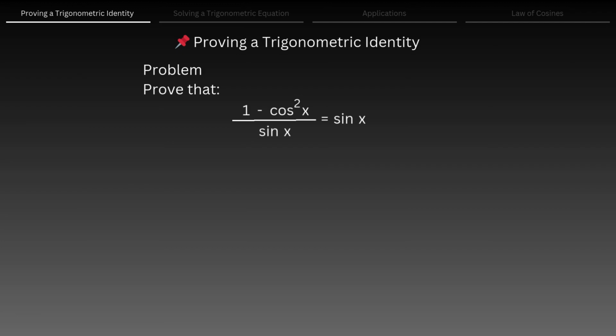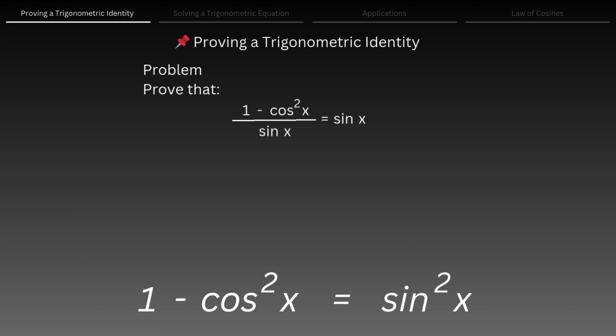Problem 1. Proving a trigonometric identity. Problem. Prove that (1 minus cosine squared x) divided by sine x equals sine x. To prove this identity, we start by recognizing a well-known Pythagorean identity. 1 minus cosine squared x equals sine squared x. Now, let's replace 1 minus cosine squared x in our equation.